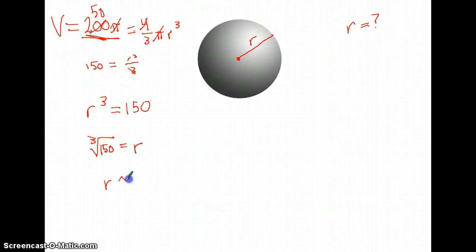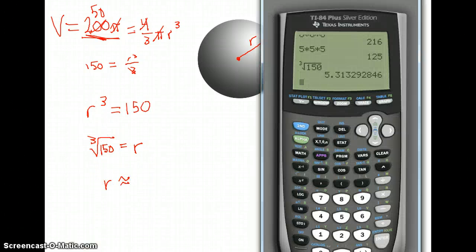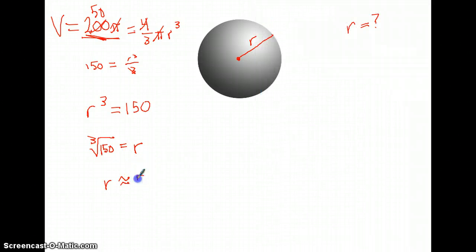If you want it as a decimal, you do the thing in the calculator, and you get 5.313. Again, if this 200 pi were the volume, they'd have to give you the unit as something like centimeters cubed. That would be the units on this thing. And if that were the case, this would then be in centimeters.